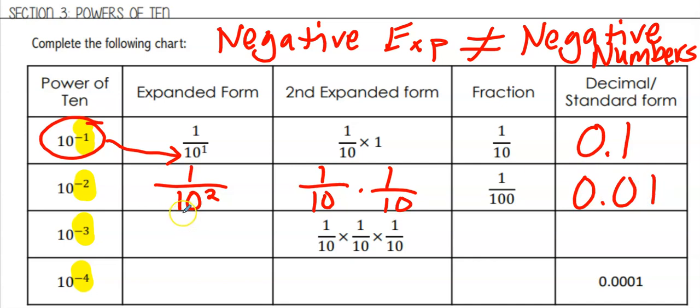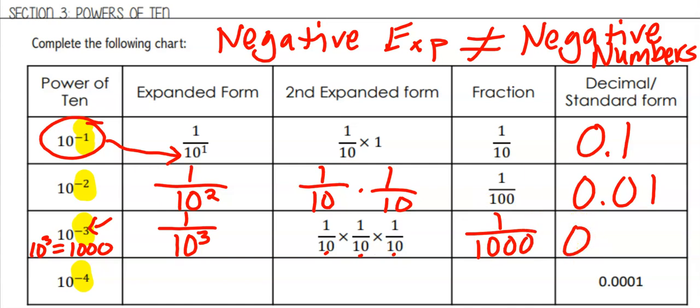10 to the negative third, we're not multiplying by 10 to the positive third, right? If we had 10 to the positive third, it would be 1,000. But this is 10 to the negative third. So instead of multiplying by 10 3 times, we're dividing by 10 3 times. So this is 1 over 10 to the third, which is 1/10 times 1/10 times 1/10, which is 1 over 1,000, which as a decimal is 0 tenths, hundredths, thousandths, 1,000.